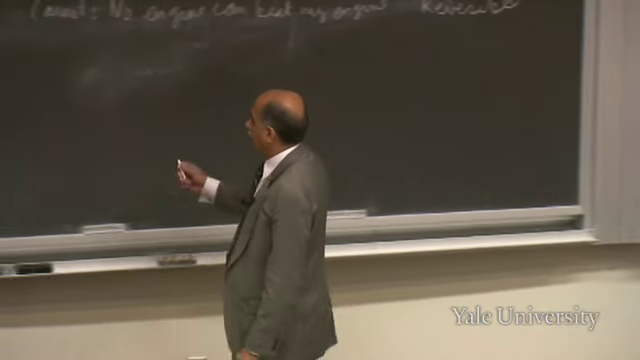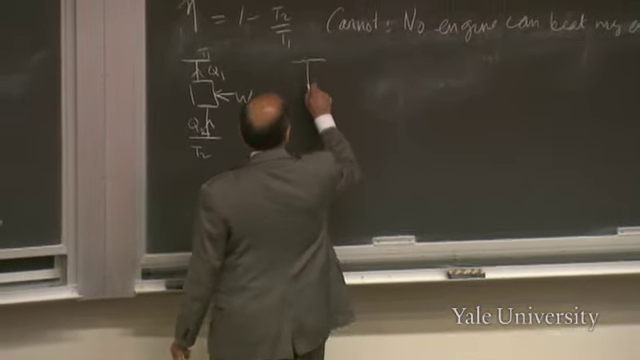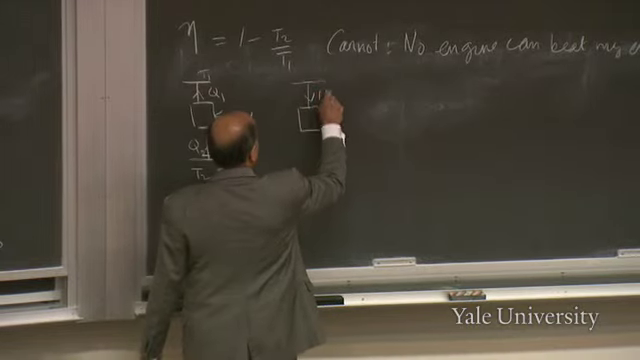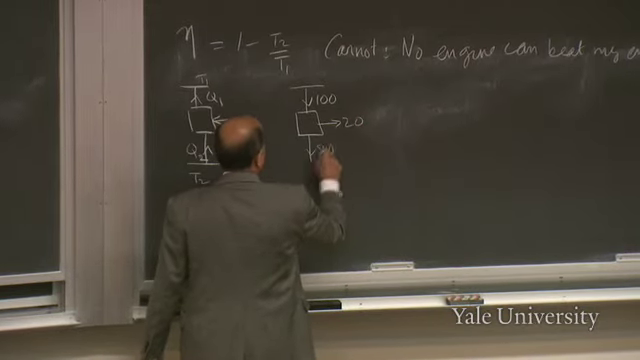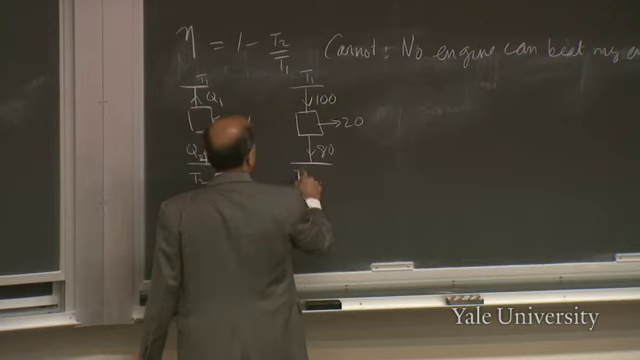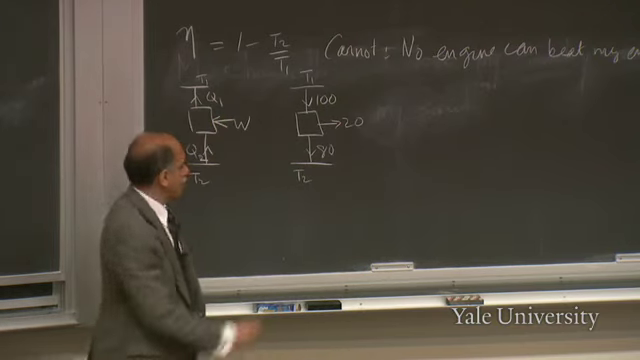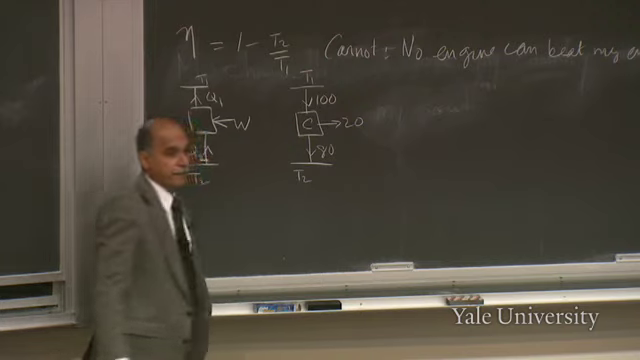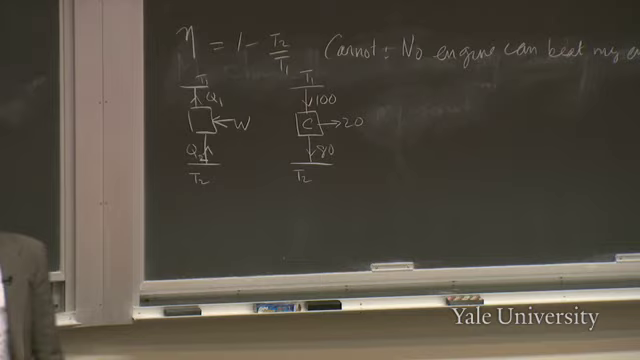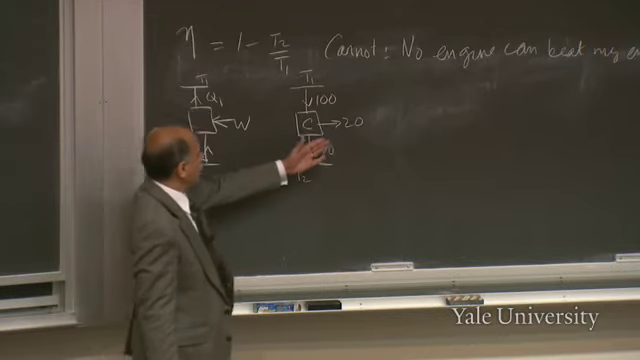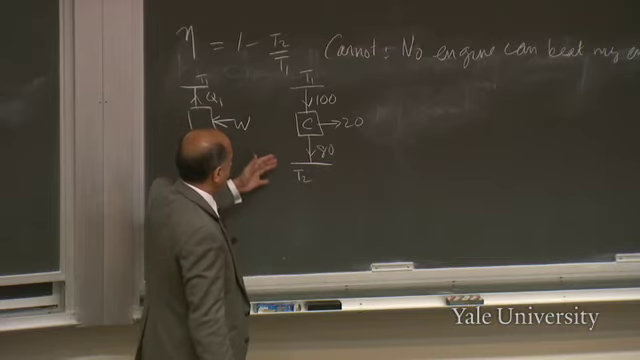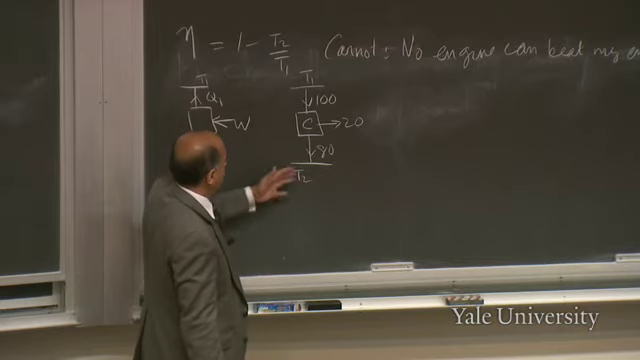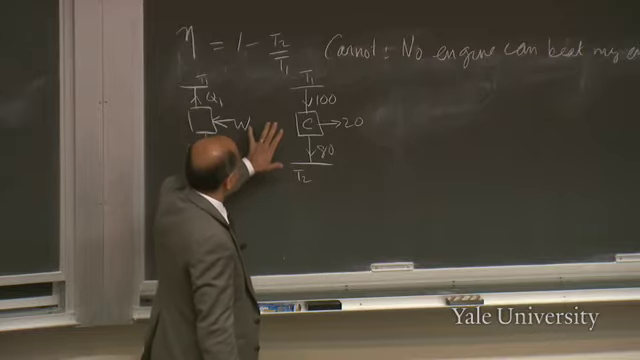So let us say a Carnot engine takes some heat, say 100 calories, delivers 20 calories in work, rejects 80 calories. It's operating between some two temperatures, T1 and T2. This is the Carnot. I'm taking a particular example where the efficiency is 1/5. So 1 minus T2 over T1 should be 1/5.